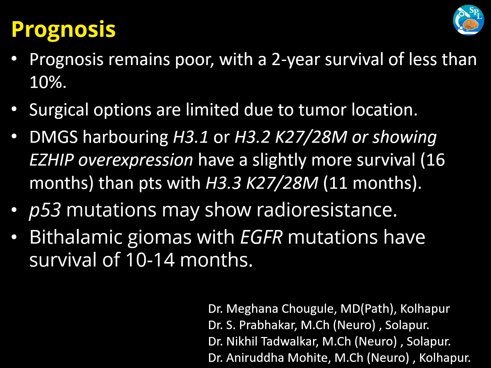Coming to prognosis, prognosis remains poor with a 2-year survival of less than 10 percent. Surgical options are limited due to tumor location. The diffuse midline gliomas harboring H3.1 or 3.2 mutations, or those showing EZHIP overexpression, have slightly more survival, that is 16 months, than those patients who have histone 3.3 mutations, and these patients have 11 months survival.